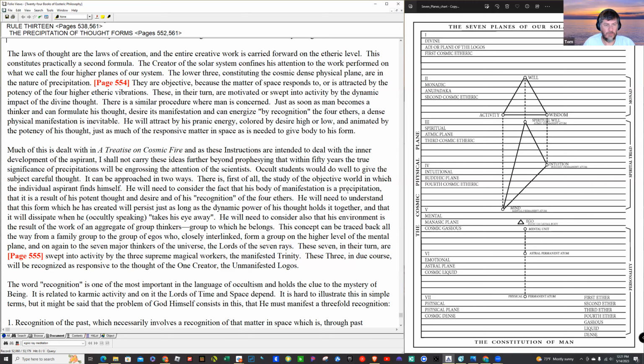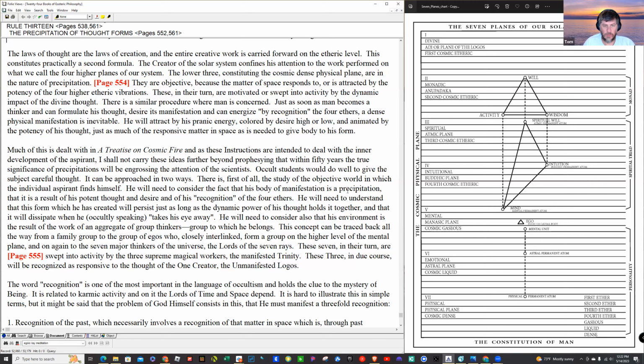He will attract by his pranic energy, colored by desire, high or low, and animated by the potency of his thought, just as much of the responsive matter in space as is needed to give body to his form. Much of this is dealt with in a treatise on cosmic fire, and as these instructions are intended to deal with the inner development of the aspirant, I shall not carry these ideas further.